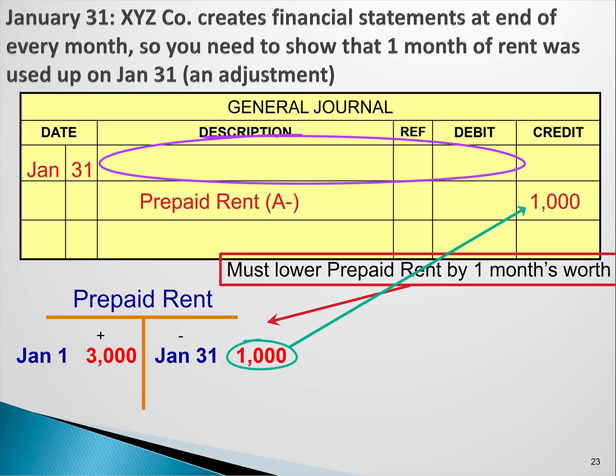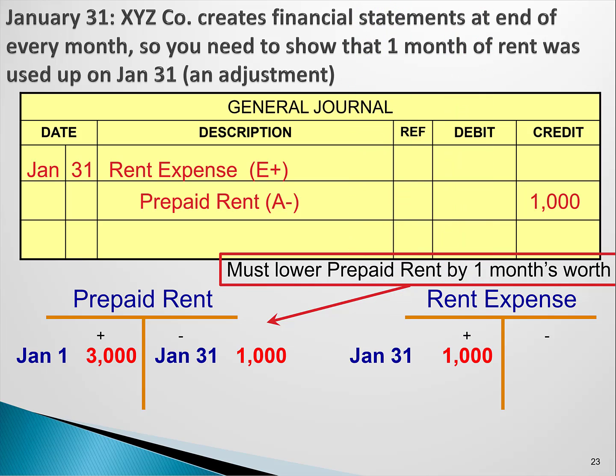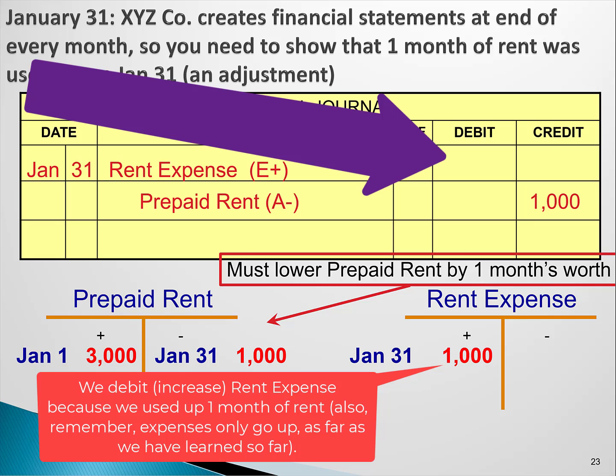Now we need a debit of $1,000. So what account is going to show that we used up some rent? It's rent expense. So I'm going to have a T account for rent expense. And I'm going to put $1,000 in the T account. And then for the journal, I also need $1,000.